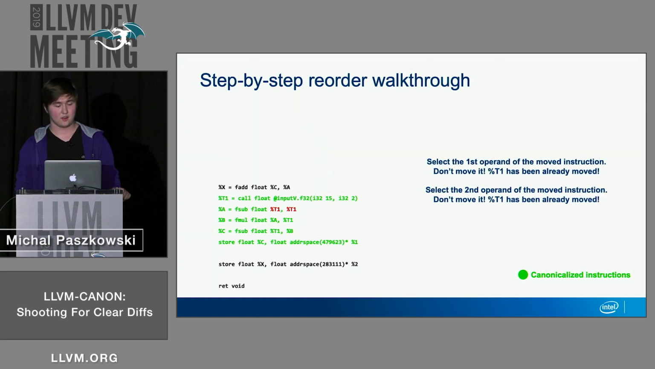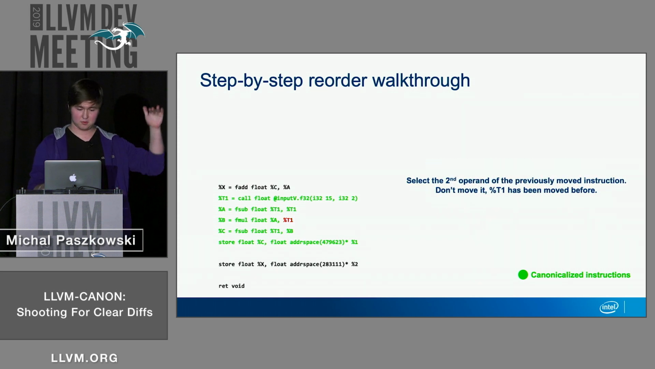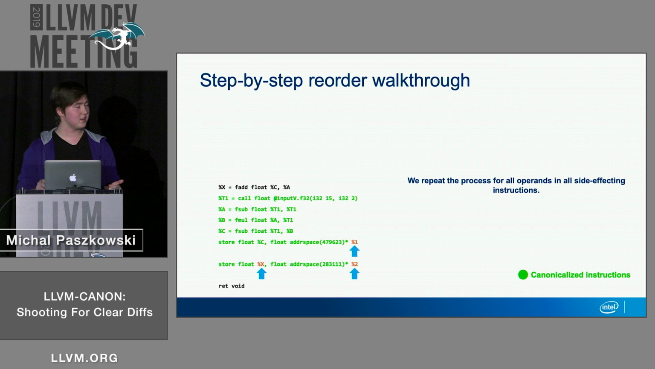So we select the first operand and second operand in instruction A, which are T1, and we don't move it because T1 was just moved before. And then we go back down, we select the second operand of instruction B, which is T1, and again, we don't move it, we moved T1 before. And we repeat the whole process for every single operand in all side-effecting instructions. So we go through the side-effecting instructions top-down, and their operands left to right.